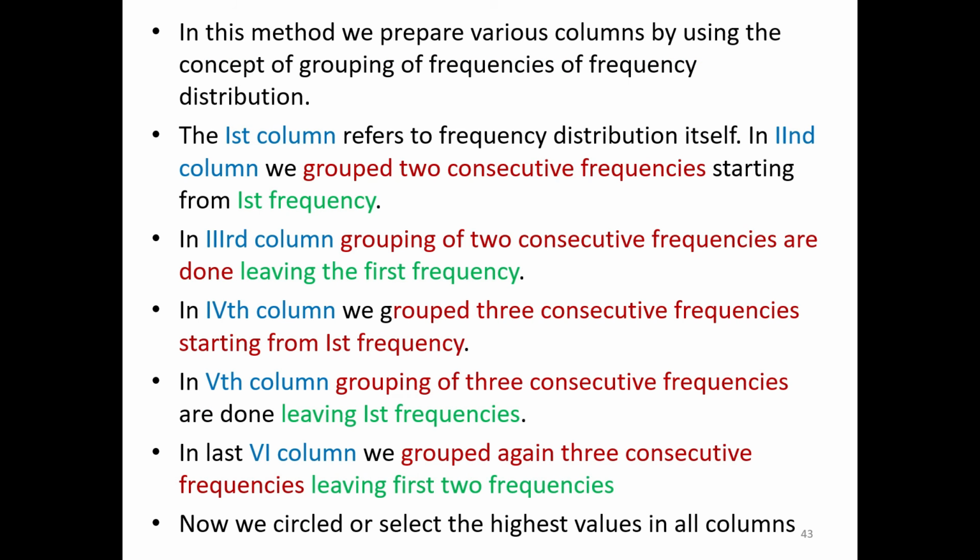This method is a little bit time consuming. Here we are preparing a number of various columns. In the first column, we are taking the frequency distribution itself. Then along with the first column, we prepare a second column. In the second column, we group two consecutive frequencies from the first frequency distribution.